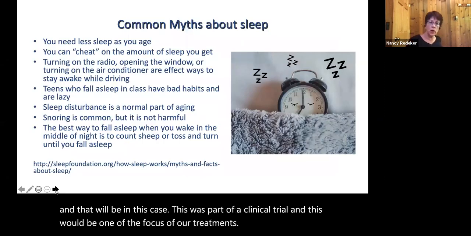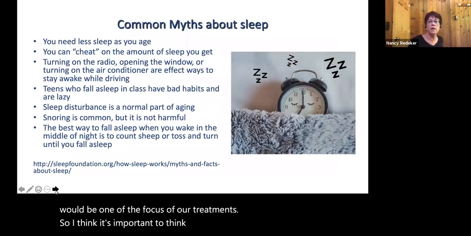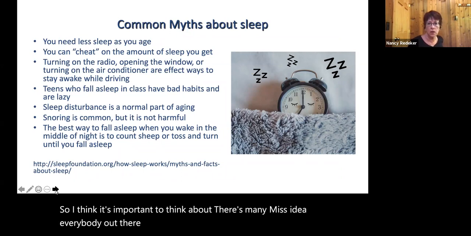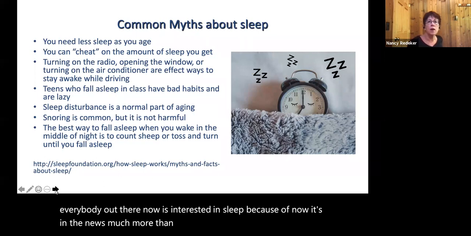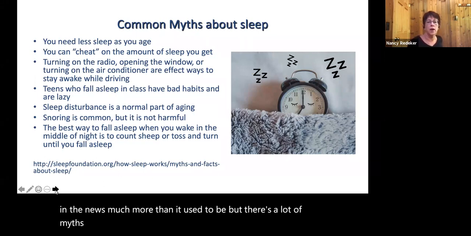So I think it's important to think about the many myths. Everybody out there now is interested in sleep because it's in the news much more than it used to be. But there's a lot of mythology about sleep, and some of these are falsehoods that I have here.